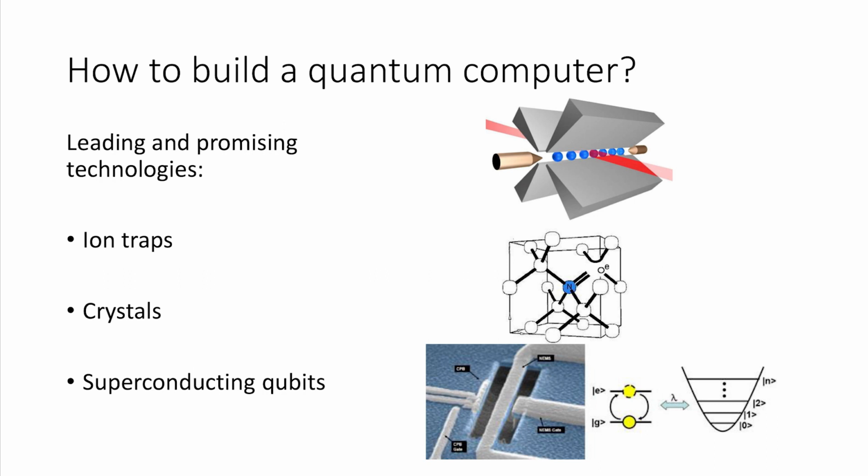And the ion traps, my favorite, because you can actually see the qubits. You can take your camera, grab a photo, and admire them. And it's not the only reason. They are nice because they work in room temperature.